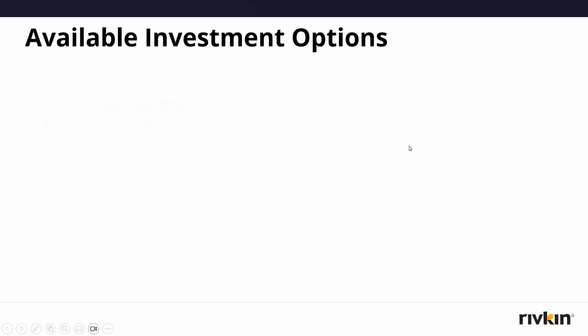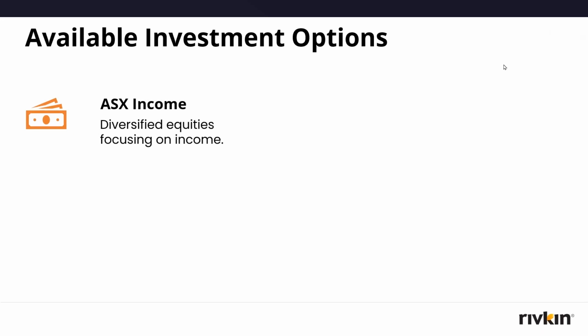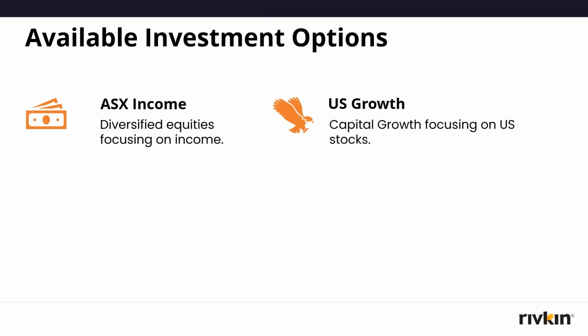What are the available investment options? We have 4 portfolios. So there's ASX Income, which focuses on large cap diversified equities with a strong focus on regular income over capital growth. We have US Growth. This is for clients that are really looking for more capital upside and are willing to tolerate some higher volatility as a result of that. And within that, we're focusing on the largest 100 to 200 US listed stocks. So many names that clients would be familiar with.